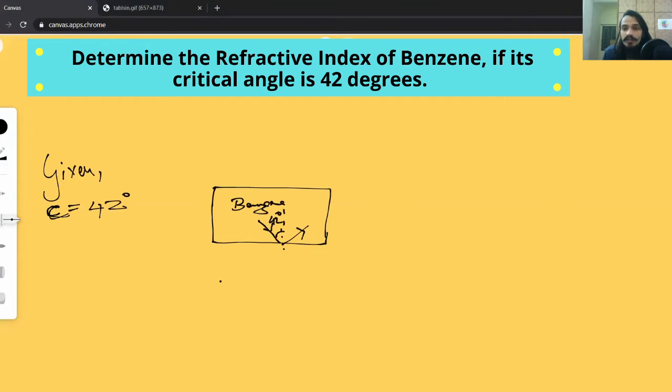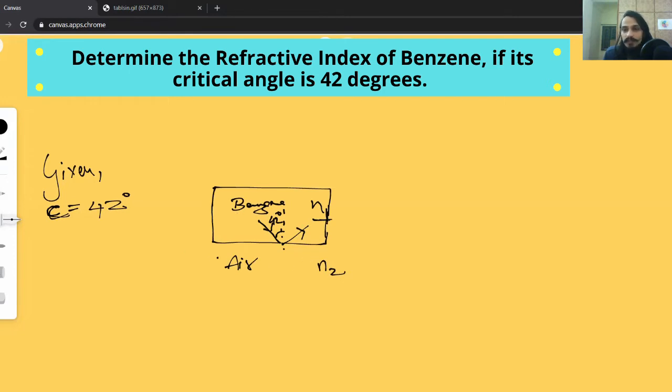Over here, they did not mention what the other medium is, but that is not important as such. We'll just assume it as air. If they don't mention it, just take it as air. Since we know that it is air, we know the refractive index of air is 1. But let's keep one thing in mind. If that is benzene and this is air, remember that this is N1 and this is N2. So N1 is benzene's refractive index, not air.